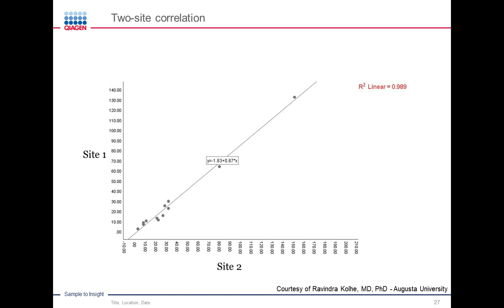And also just to look at the variation from site to site, we've run the same samples across 2 different sites, and when we look at the different types of TMB scores generated, we see a high degree of correlation between the first site and the second site.